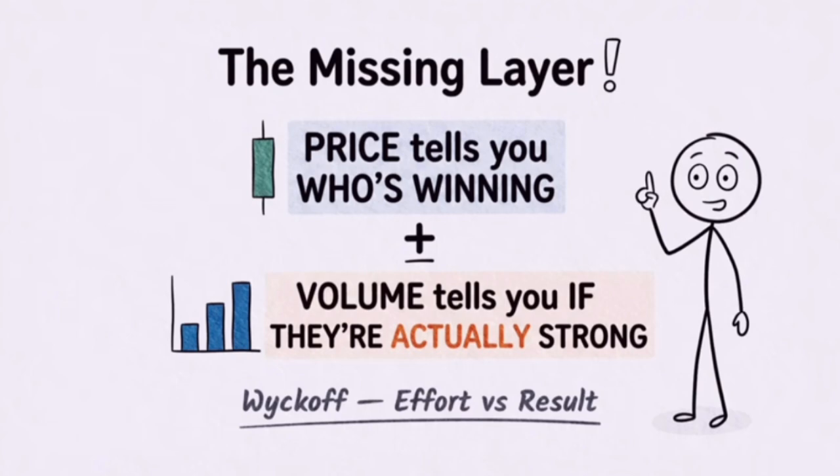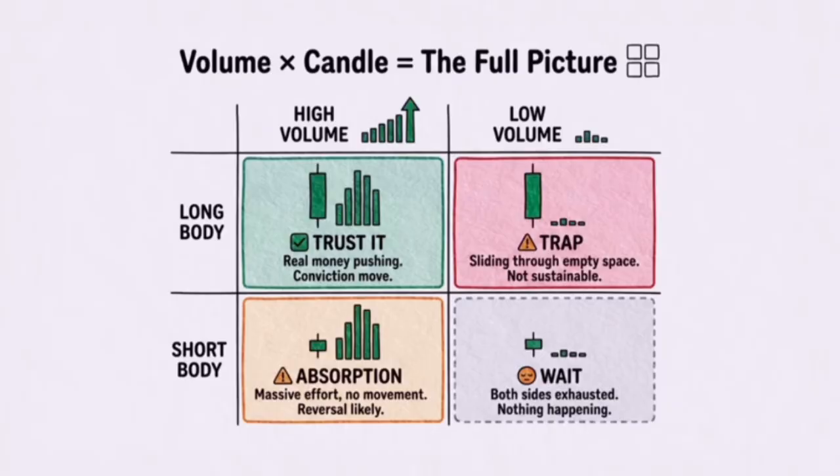Price tells you who's winning, but volume tells you if they're actually strong. This is Wyckoff's principle of effort versus result, and it's one of the most powerful tools you'll ever learn. When you see high volume with a long candle body, that's real money pushing the market. Trust it. When you see high volume but a short candle body, that's a warning sign. Someone is putting in massive effort, but the price isn't moving. That means the opposite side is absorbing all those orders. They're eating everything thrown at them. And when absorption happens, a reversal is often close.